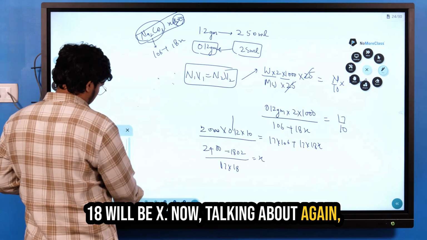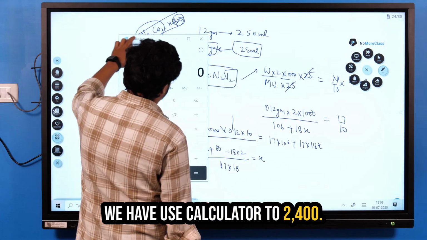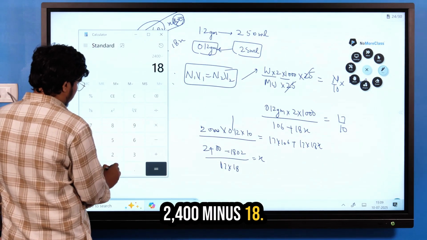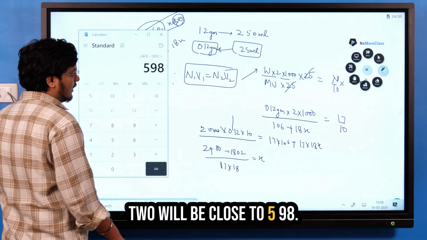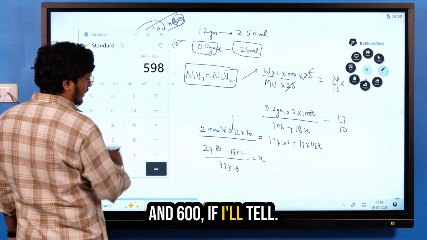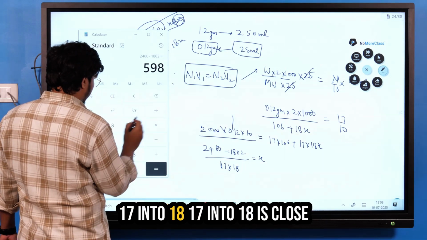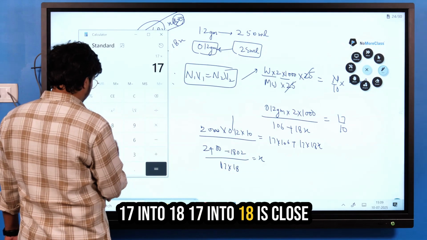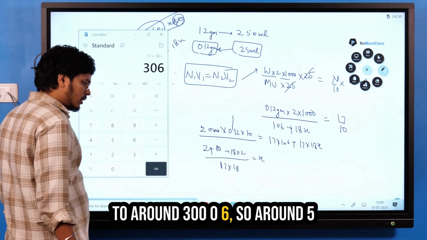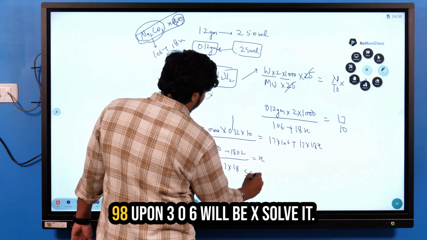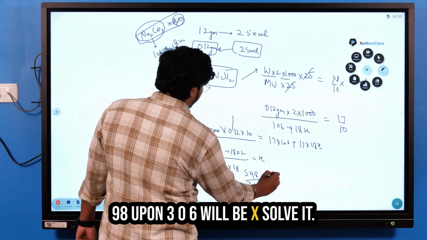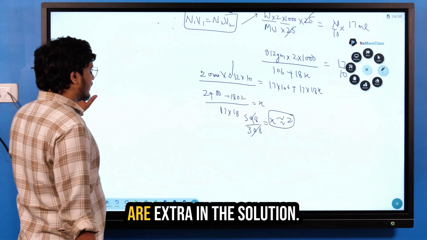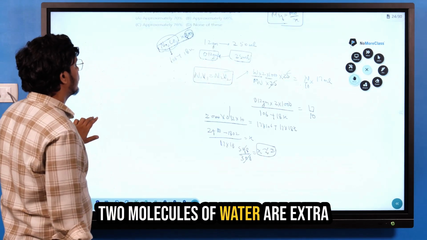Again we have used the calculator. 2400 minus 1802 will be close to 598, around 600. 17 into 18 is close to around 306. So 598 upon 306 will be X. Solving it, X will be around 2. It means 2 molecules of water are extra there.